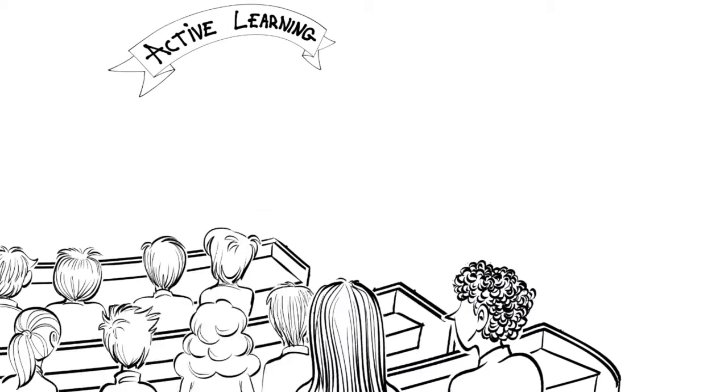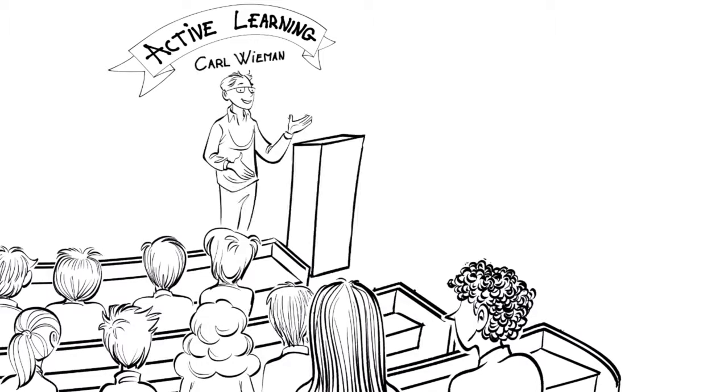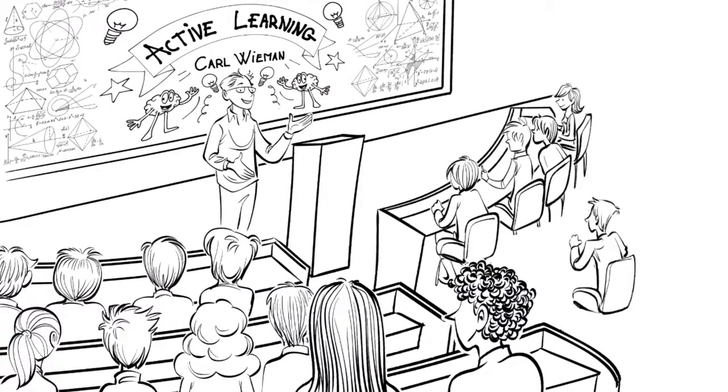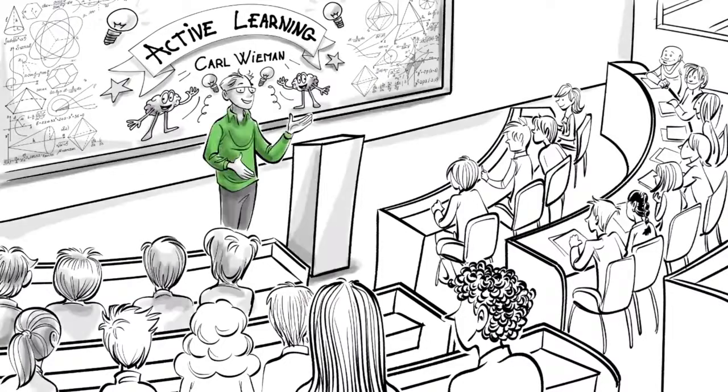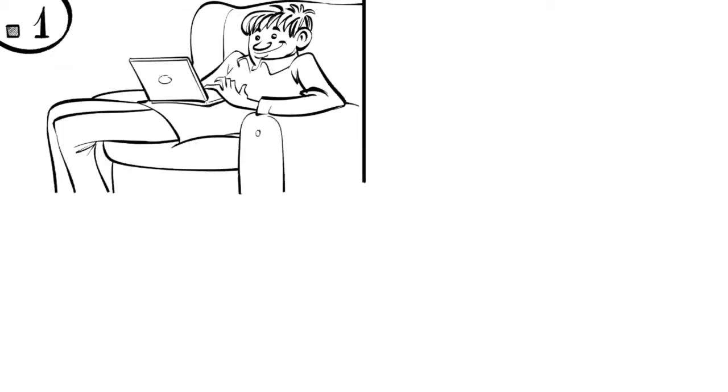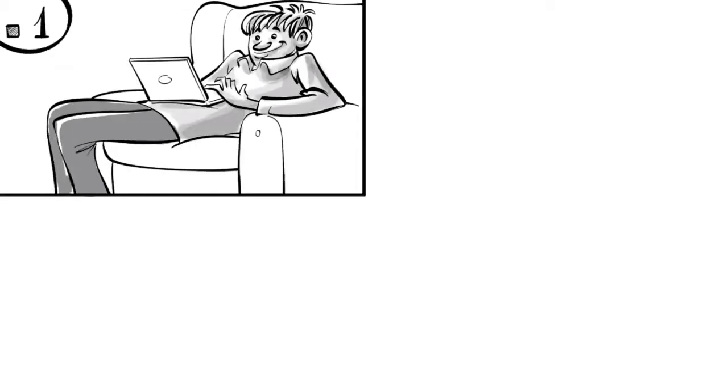To understand how active learning is applied in classrooms, let's look at the teachings of Professor Carl Wieman, a Nobel Prize winning physicist and a leading proponent of the method. There are 4 steps to it. Step 1. Prior to class, the students read up on the fundamentals of a lesson so they get an idea of the terms and basic phenomena.